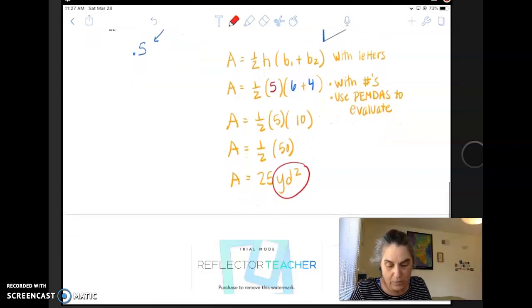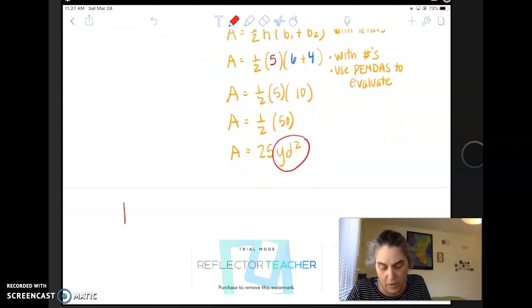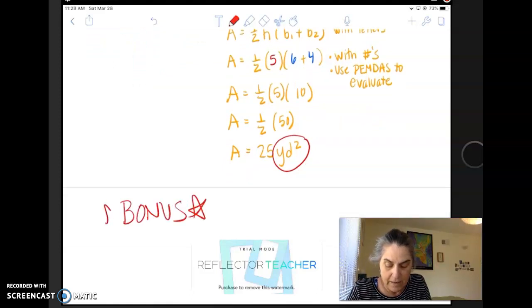Okay, so good luck with your work. Know that there are some bonus problems at the end of your assignment, and there will be a video demonstrating how you can solve those irregular shapes if you care to challenge yourself a little bit further. Okay, good luck and stay safe.